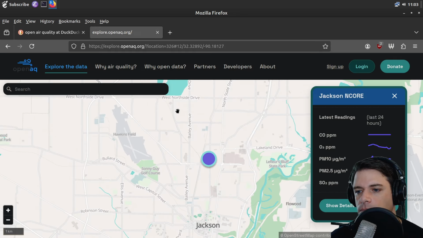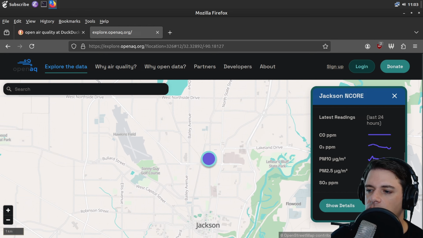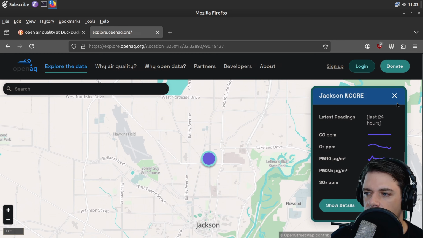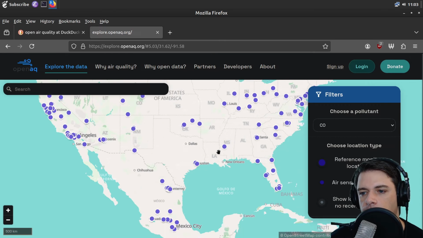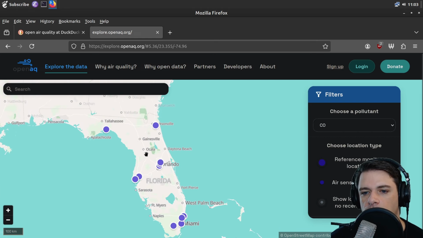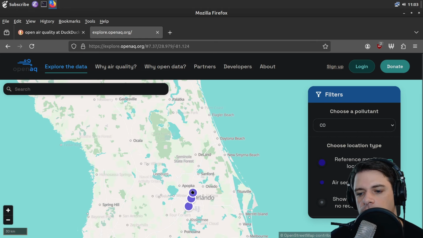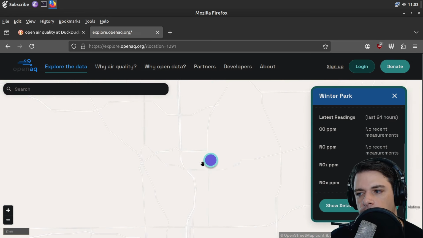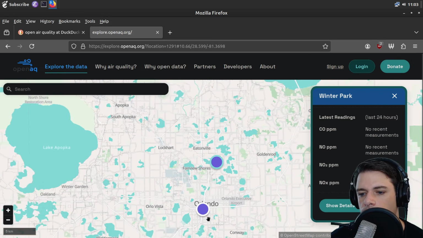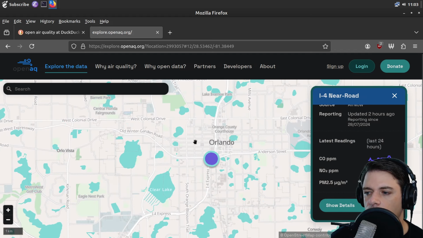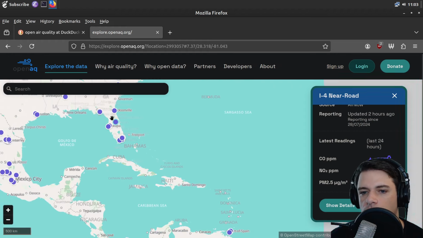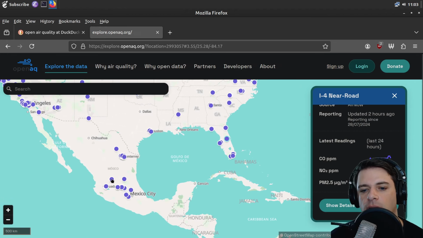Okay. So those are increasing, the 2.5s, or well, they were increasing for a while, and they're going down. And CO is static. Where else can we look? That was Jackson, Mississippi. How about Orlando, Florida, where Mickey Mouse lives? Okay. These mostly seem flat. How about in Mexico?